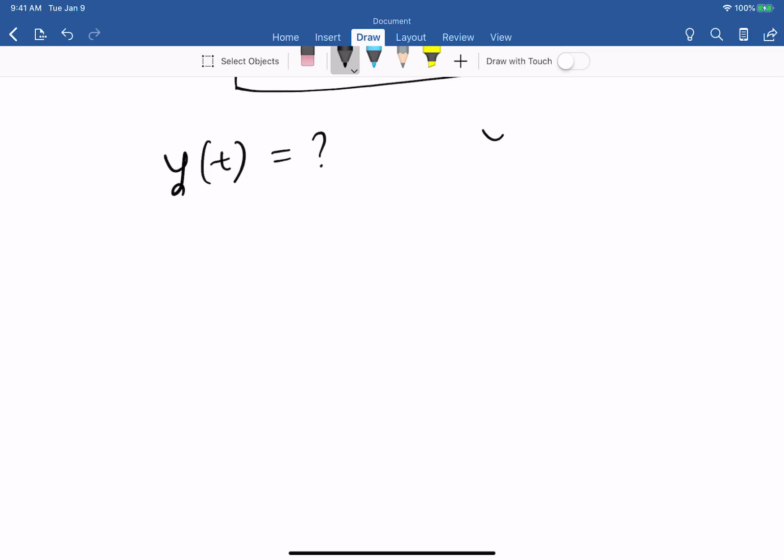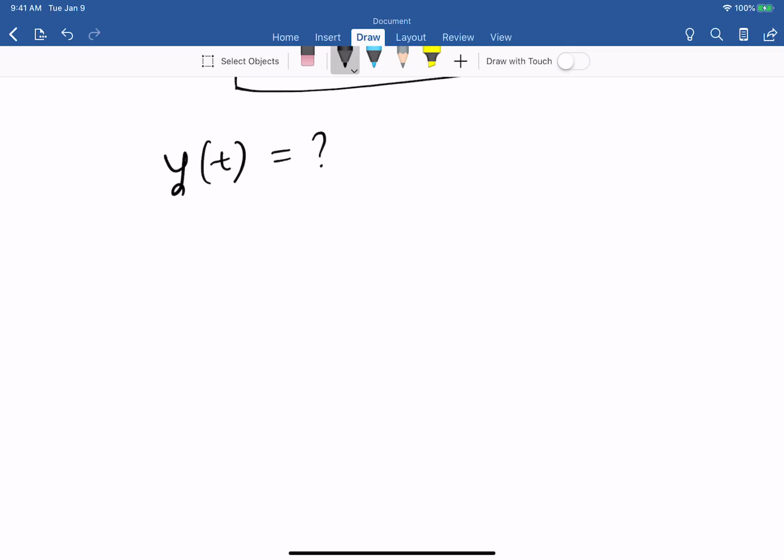We are told that the second derivative of y, and a derivative is written as dy/dt, but sometimes it's also written with a prime, as you know from calculus. It's more convenient to use the prime notation rather than the dy/dt notation.